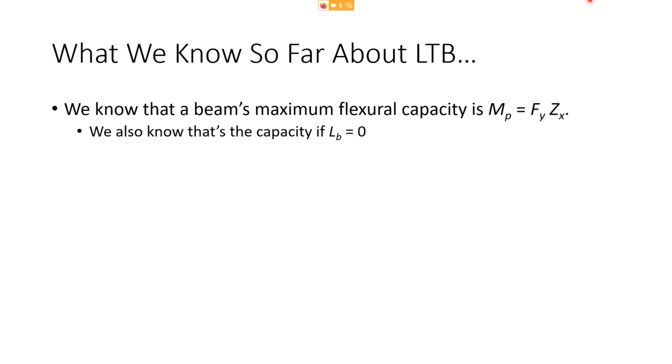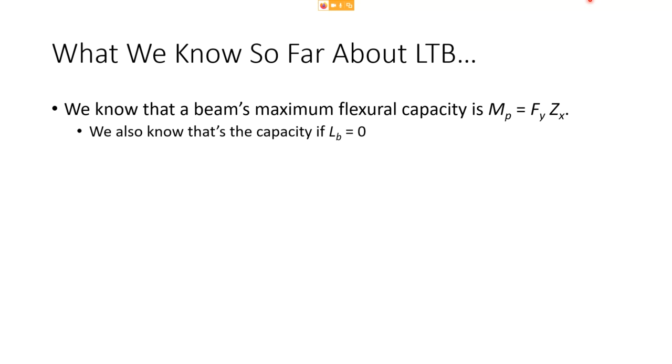The first thing that we know about lateral torsional buckling is that a beam's maximum flexural capacity is the plastic moment, MP, or phi MP. I'm not really talking about resistance factors here, just the behavior. The plastic moment is the be-all, end-all, the absolute maximum capacity that a beam can experience. We also know that that's the capacity if the unbraced length is 0.